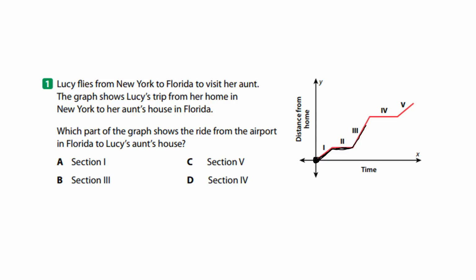She then takes her plane to Florida. She has to wait for her aunt to pick her up. She's waiting on the taxi, and then she gets to drive to her aunt's house. So section 5 is where she drives to her aunt's house.